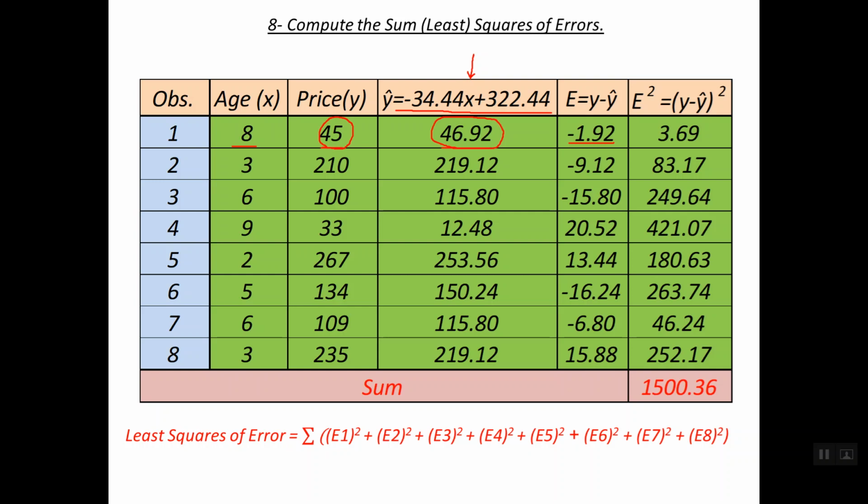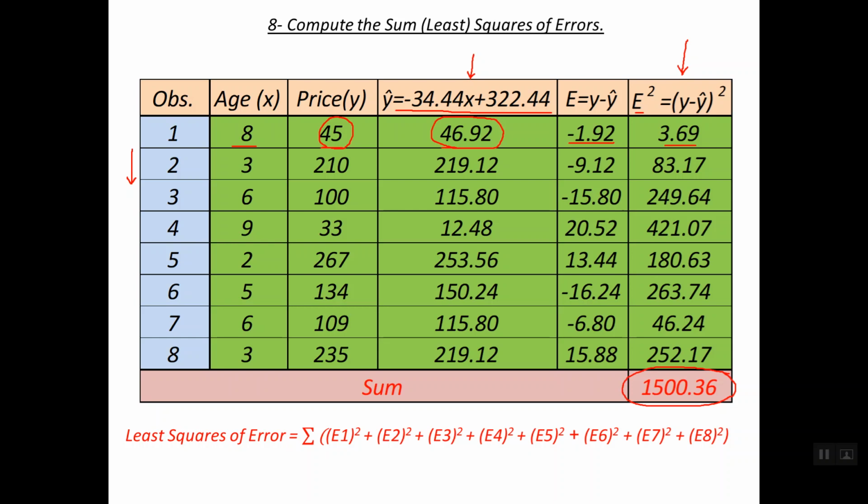Then we have this last column, which represents the square of the error. So we square the minus 1.92, so it's 3.69. The same we should do for the rest of the observations. And finally, we should have the total sum of squares. And this is the least value we can compute because our computation is based on the regression line formula.